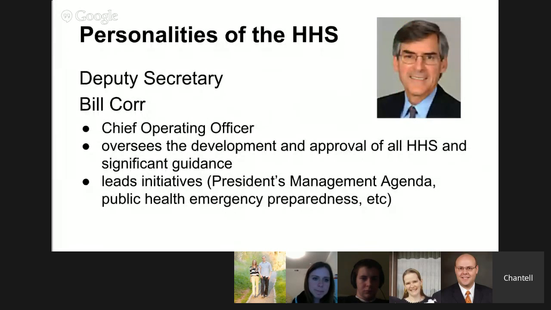Next. All right, the next one is the Deputy Secretary. His name is Bill Corr. He's the Chief Operating Officer, so he works with the Secretary, and he oversees the development and approval of all HHS significant guidance. He leads initiatives, for example the president's management agenda, so anything the president wants them working on involving the health and welfare of the country, or public health emergency preparedness.